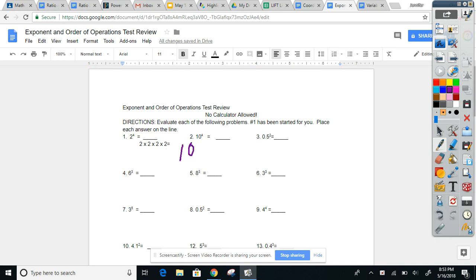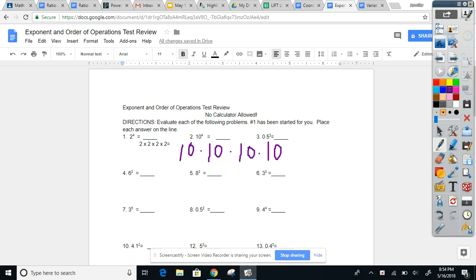That is 10 times 10 times 10 times 10. Yes, I want you to write it out every time, just because some people get lazy and they forget what they're doing. Now, anything times 10. So if I had 4 times 10, that's 40, right? If I had 40 times 10, that'd be 400. So what do you notice? I'm just going to be adding zeros onto the end of this.